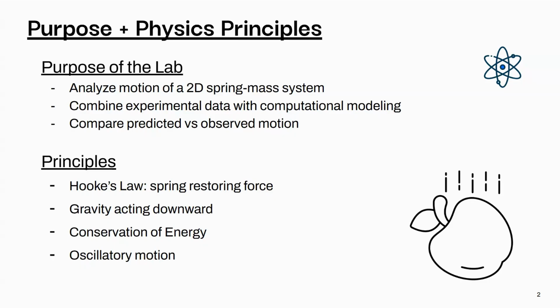Second, gravity acts downward on the mass and contributes to the vertical motion of the system. Third, the system follows the conservation of energy principle. Energy is transferred between kinetic energy, gravitational potential energy, and spring potential energy, but the total energy remains approximately constant. Finally, the motion is oscillatory, meaning it repeats over time because the motion occurs in both the x and y directions. The oscillations are coupled, meaning the motions influence each other rather than acting independently.